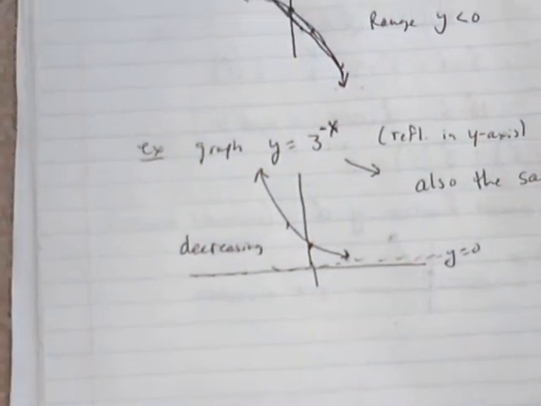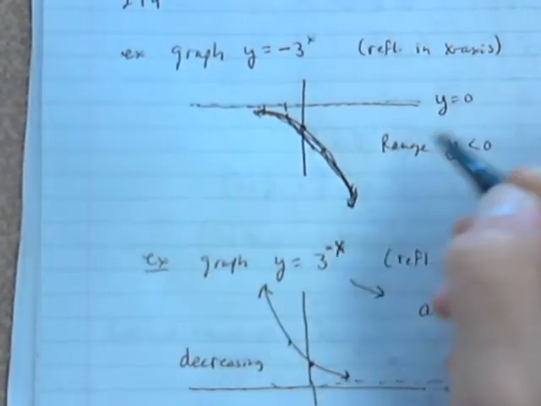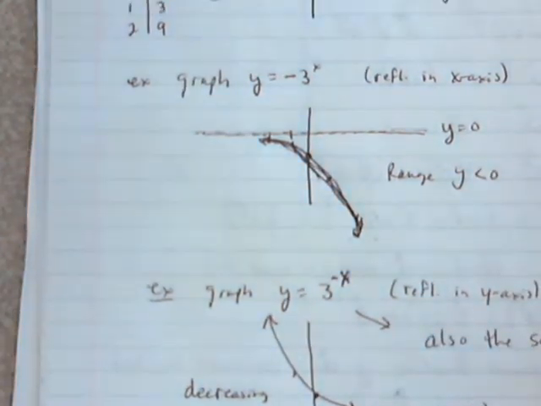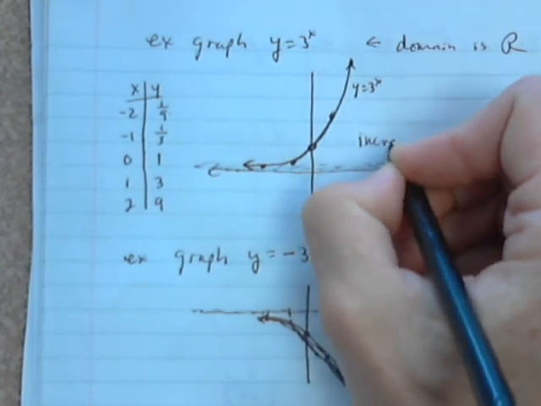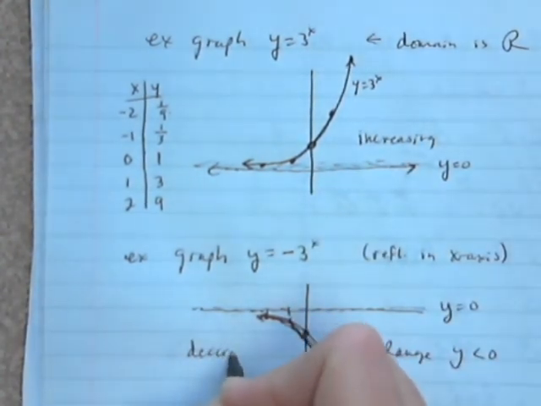The other example in this one, this graph was also a decreasing graph because it was going down as you're going from left to right. In this first example up here, this graph was increasing. We'll label this as decreasing.